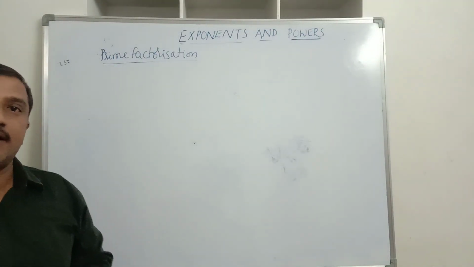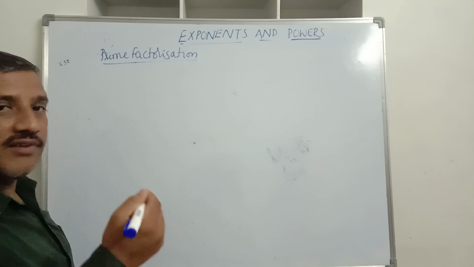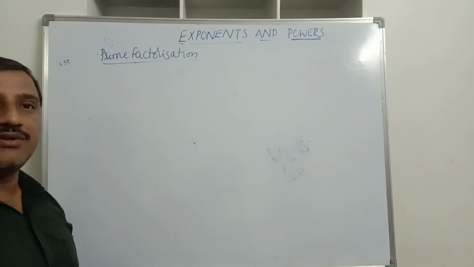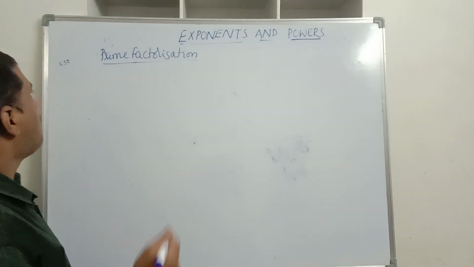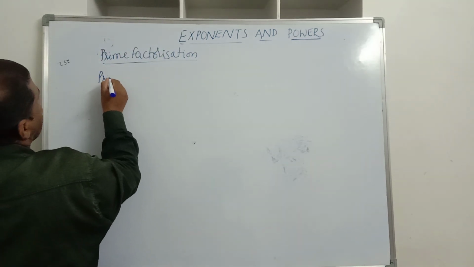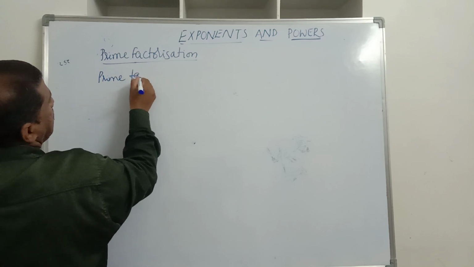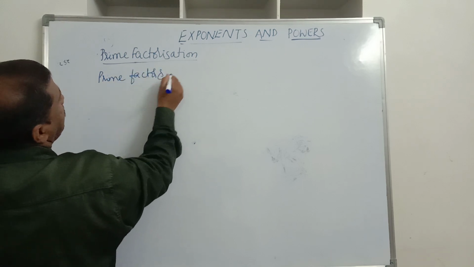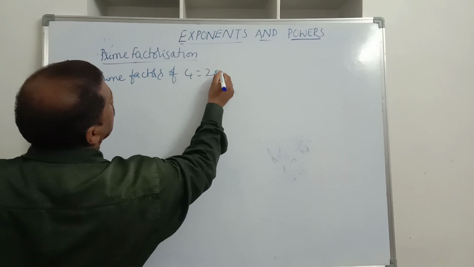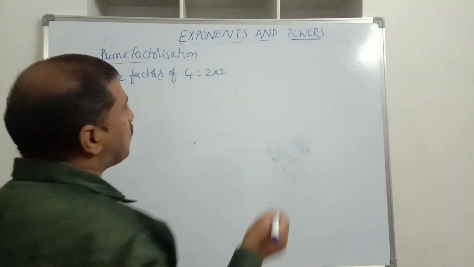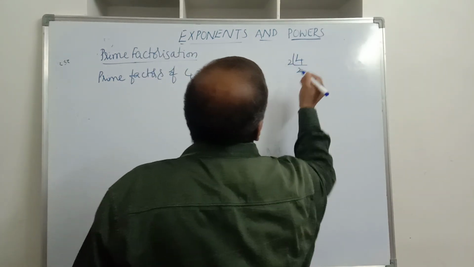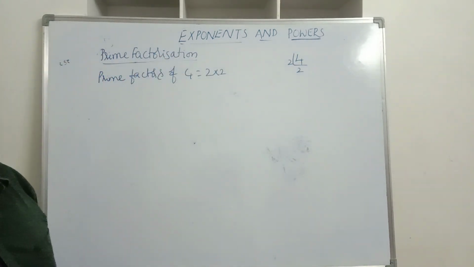Now we will discuss prime factorization, how to find the prime factors of a given number, and that concept we will also use in the exponential form. For example, prime factorization of 4. 4 can be written as 2 into 2, that is 4 will divide with 2. 2 2s are 4 and the remainder is 0.